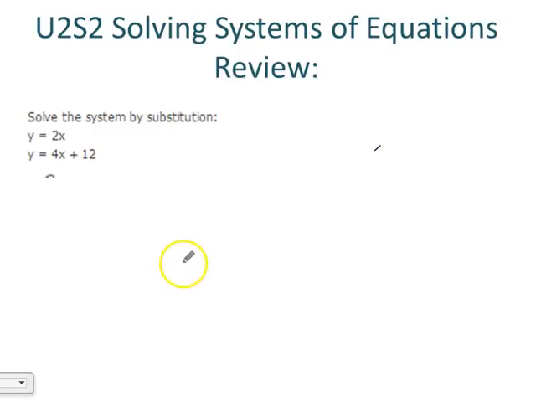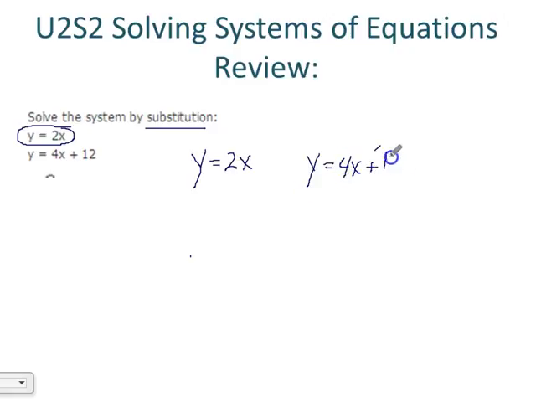There's a couple of ways that we can solve systems of equations, and we did this back in algebra. One way is by substitution, and that's when we take one equation and we plug it into the other equation. It works really well when you've got something like y equals 2x. We've solved for y in our first equation. So we've got y equals 2x, and then our second equation is y equals 4x plus 12.